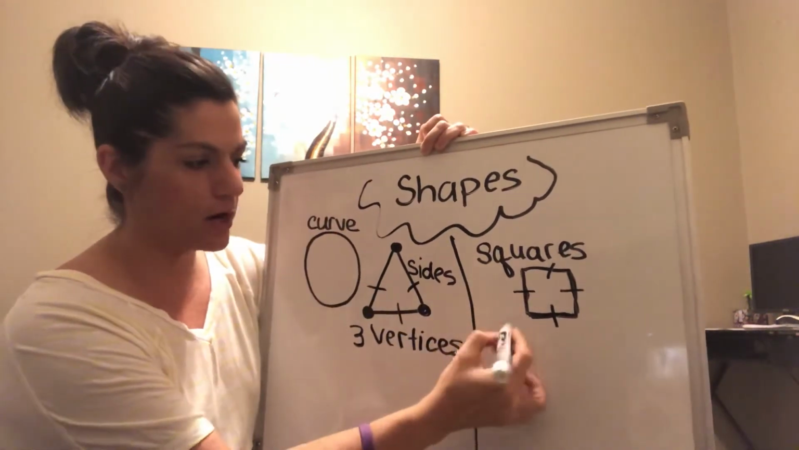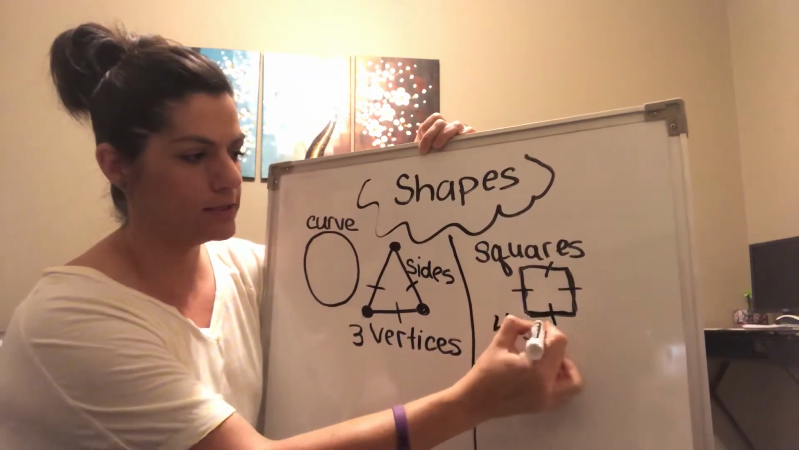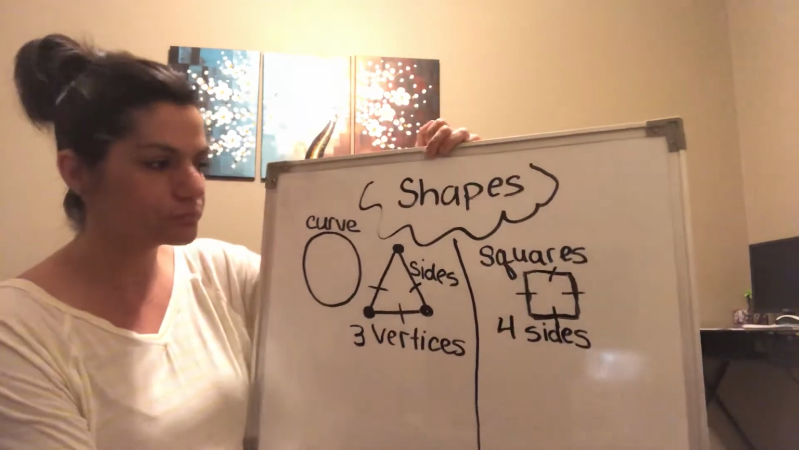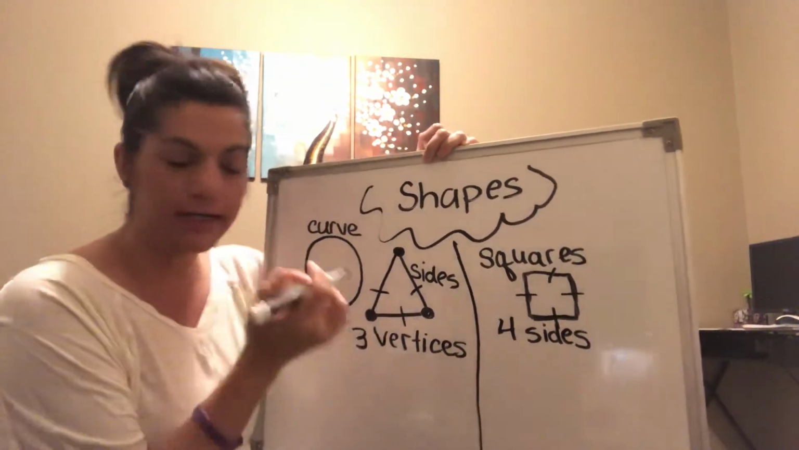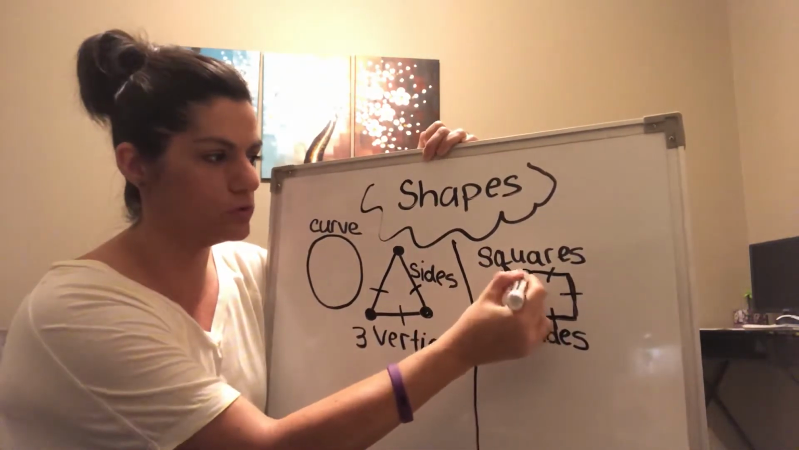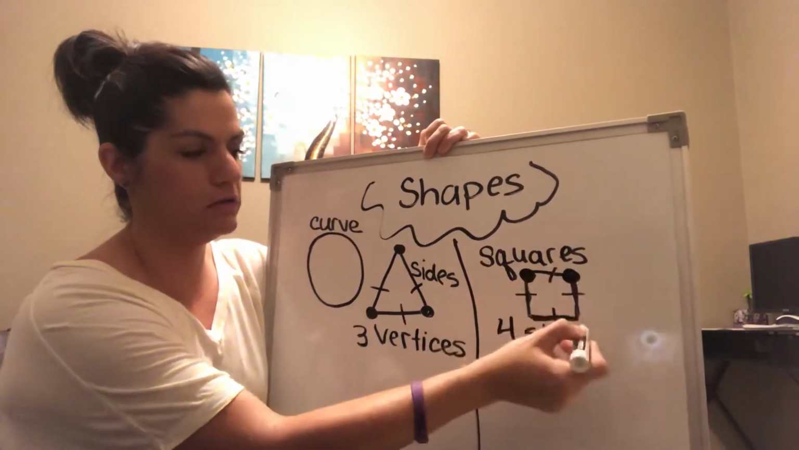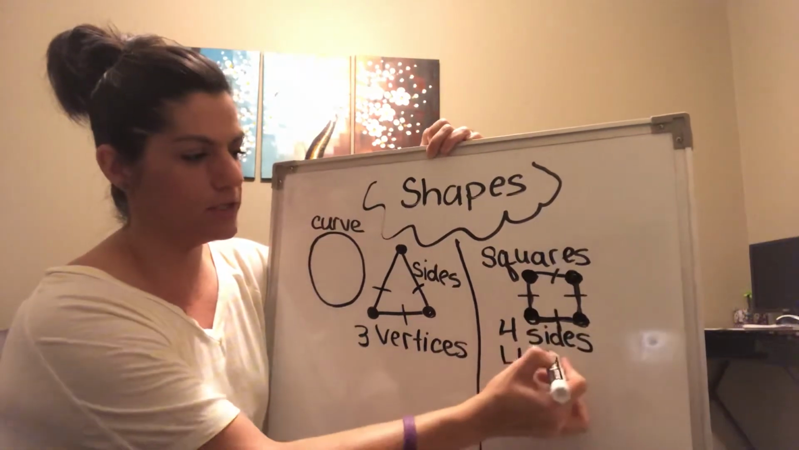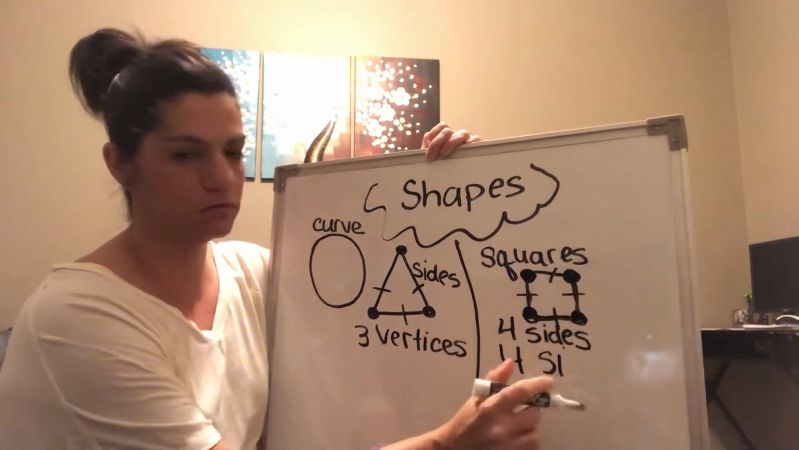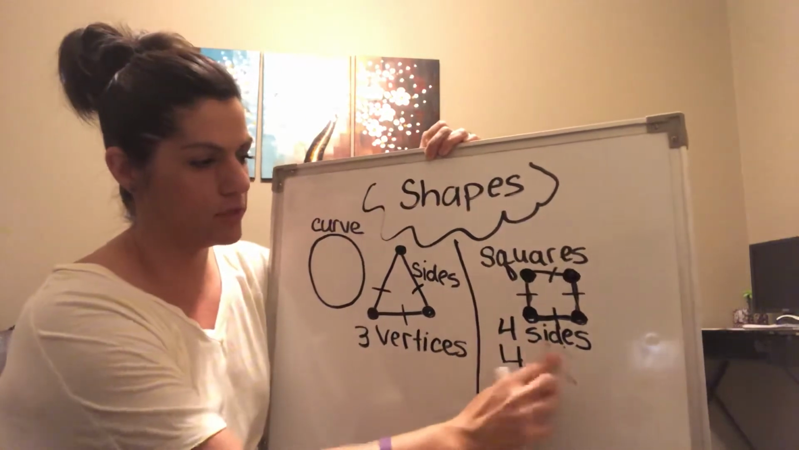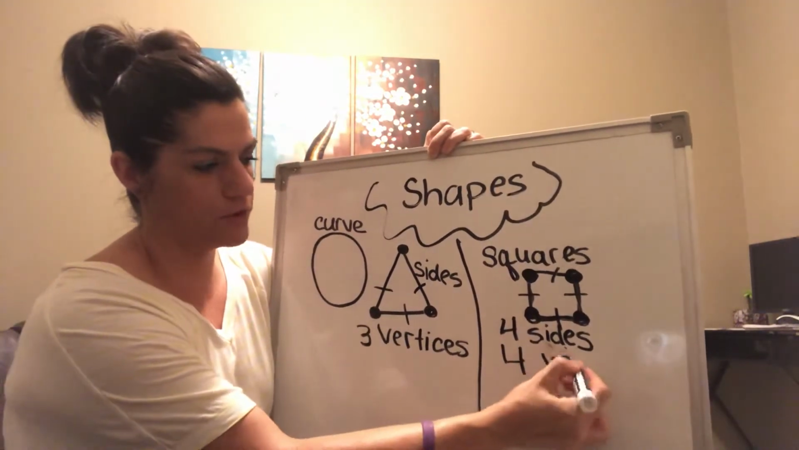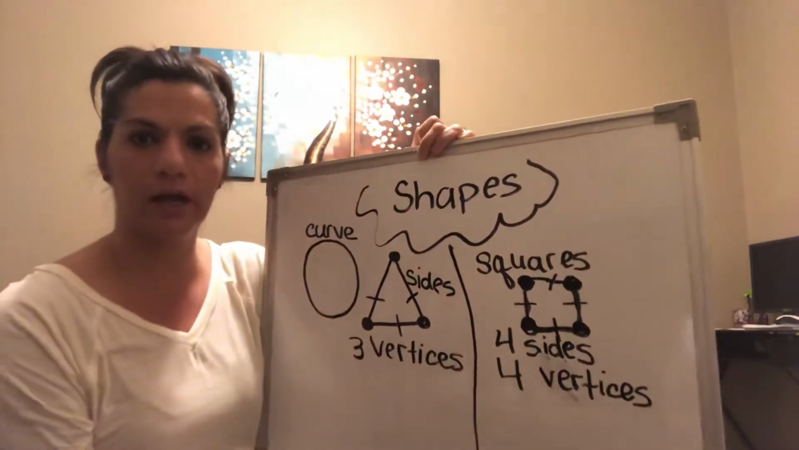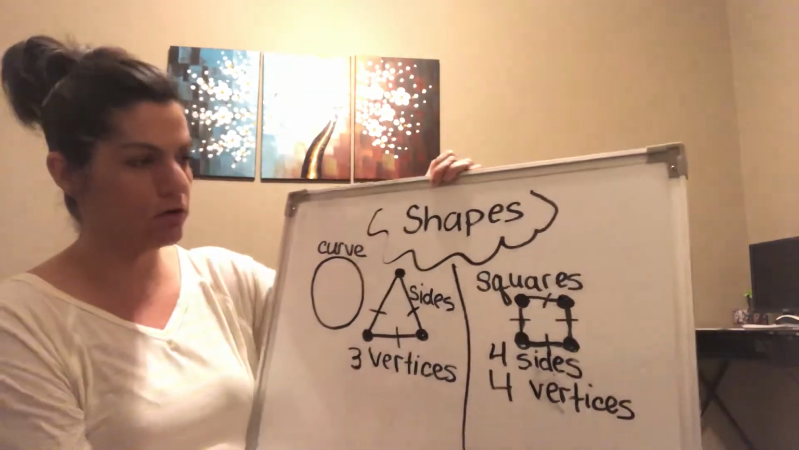So each square has 4 sides. Okay, 4 sides on the square. And then let's go ahead and count the vertices. So the corners, 1, 2, 3, 4. So every square has 4 sides and 4, whoops, I don't have an eraser, 4 vertices, okay? 4 and 4, okay? Now let's talk about our rectangle a little bit.